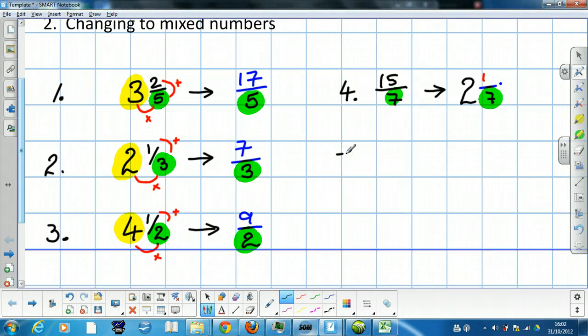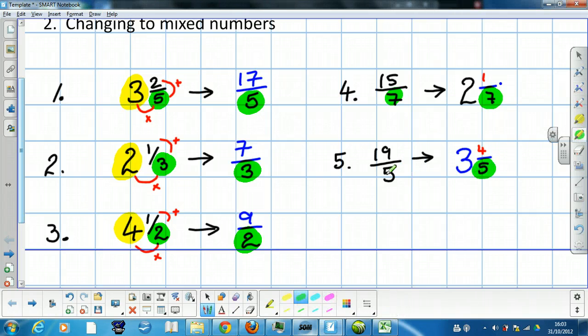Show you that again. Question 5. 19 over 5. It's improper because the numerator is greater than the denominator, and we're going to change that. And that becomes 5 goes into 19 3 times, remainder 4. And underneath the 4 goes the 5. Denominators stay the same. One last one.